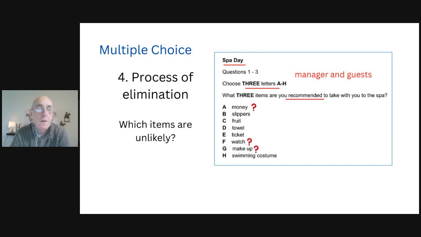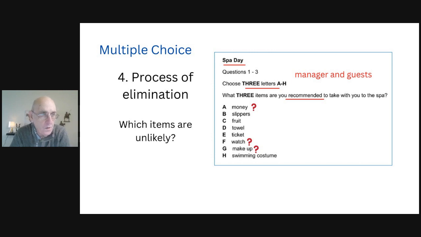Slippers might be likely. Fruit, and maybe I need a little snack or a towel. I may need a ticket to get in, but I probably don't need my watch. I probably won't be wearing makeup as I go to the spa, and a swimming costume is probably something I will definitely need. So that gives me another hint as I'm beginning to predict what I would take to the spa. But at least for the moment, what I've done is I've now taken my 8 options and limited them to 5, which means it's going to be easier to choose them as I listen to the recording.